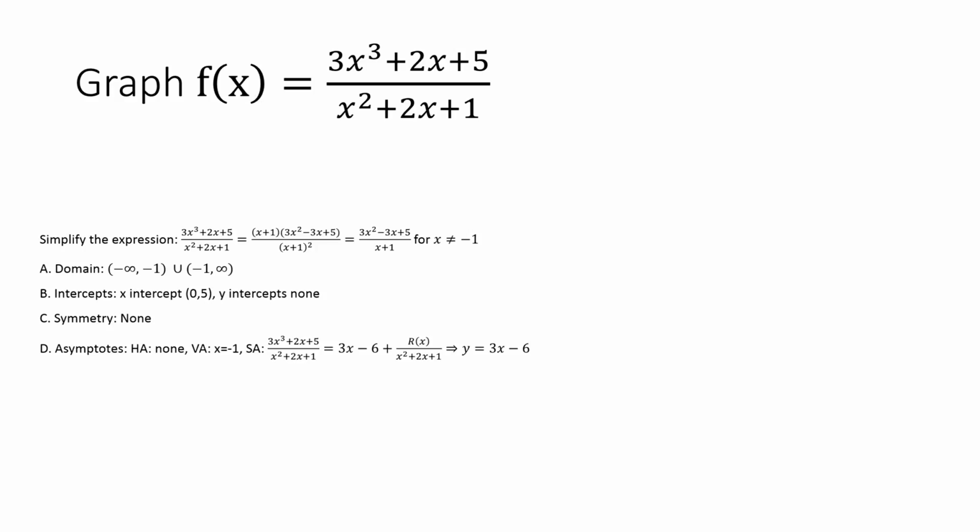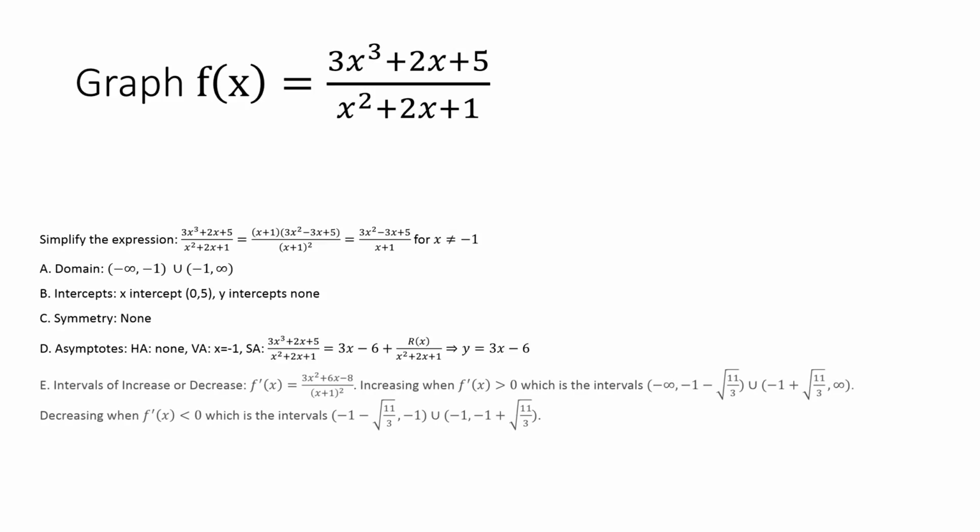asymptote. For slant asymptotes, because the highest degree of the numerator is 1 more than the highest degree of the denominator, there's going to be a slant asymptote, and using long division, we get that it's y equals 3x minus 6. Now for intervals of increase or decrease, we find f prime of x, and using this, we look for when f prime of x is greater than 0 and when it's less than 0. And using calculations, we get the intervals below.